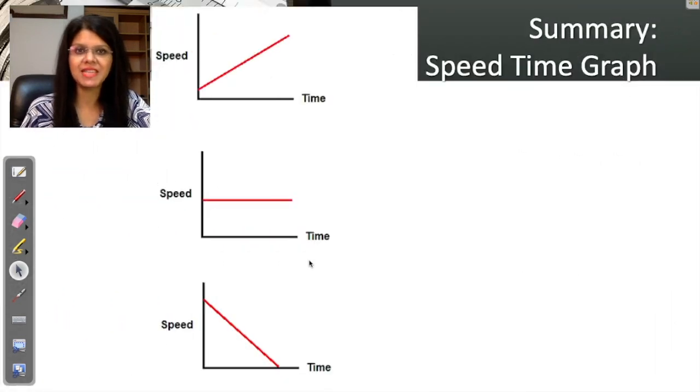So here we have a summary on the speed time graph. Pause for a moment, solve it, come back and play the video again.